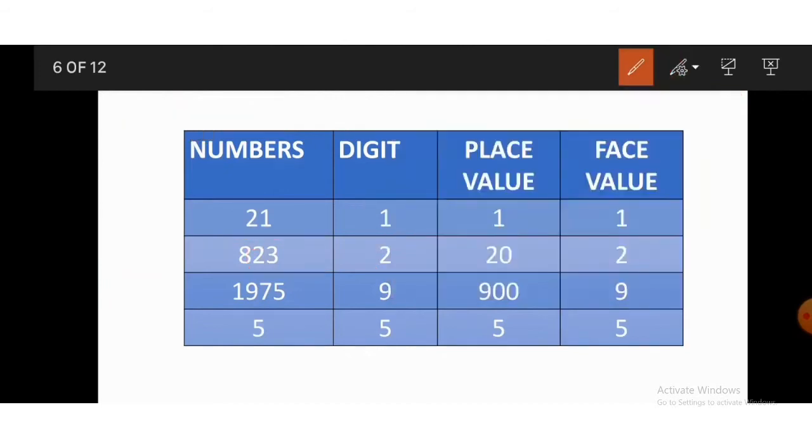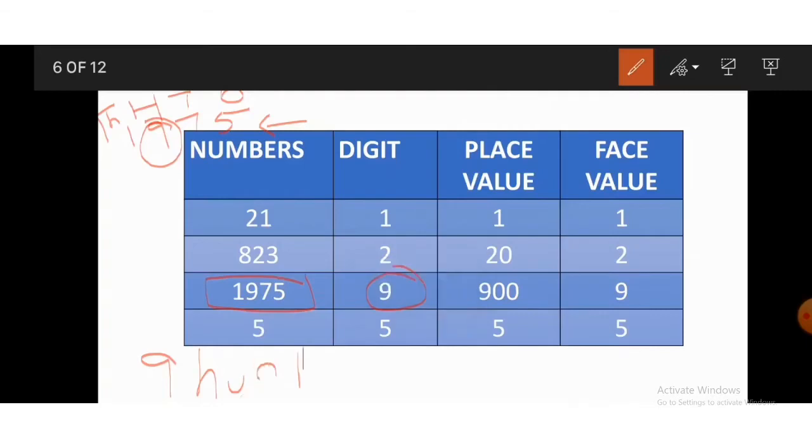Clear? The third number is 1975. What is the number? 1975. What is the first step to be done? Right, write the places of the digits on top of them. What is the first place? 1's place. Second is tens, hundreds, and thousands. Now, what is the digit given in the question? 9. Let us circle 9 here. In which place is 9 here? 9 is in hundreds place.